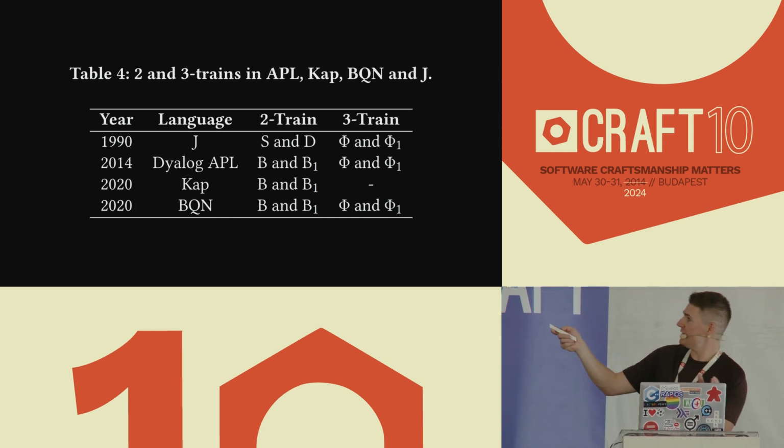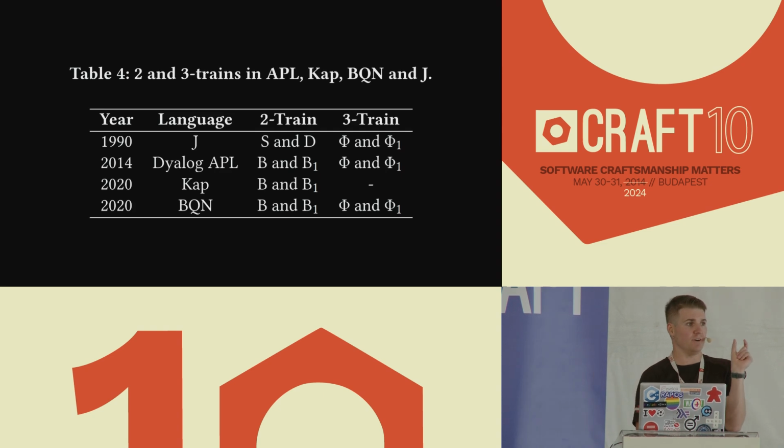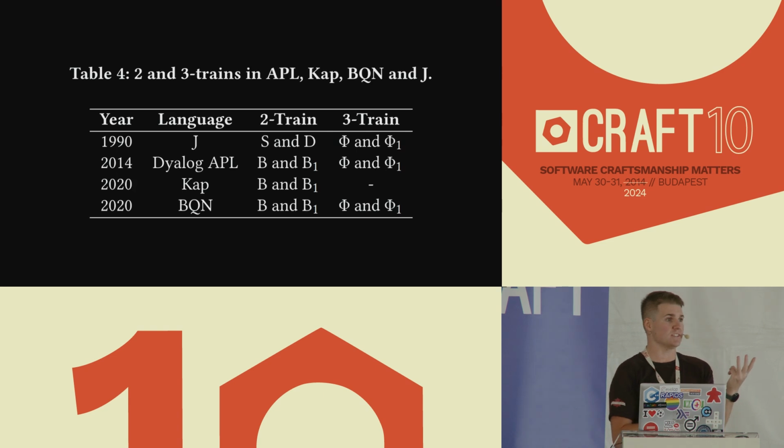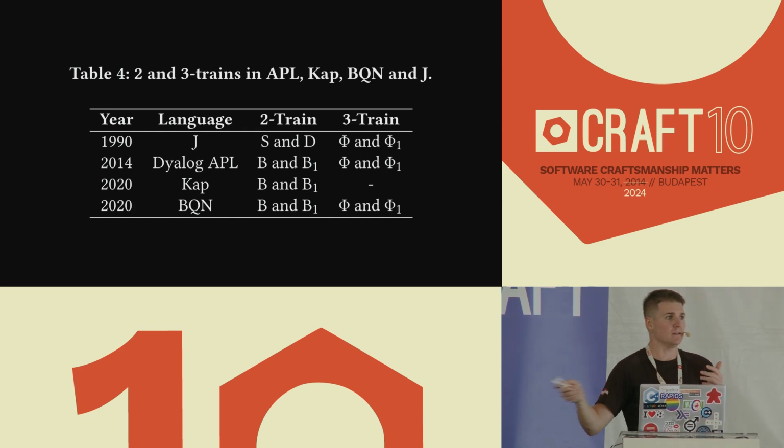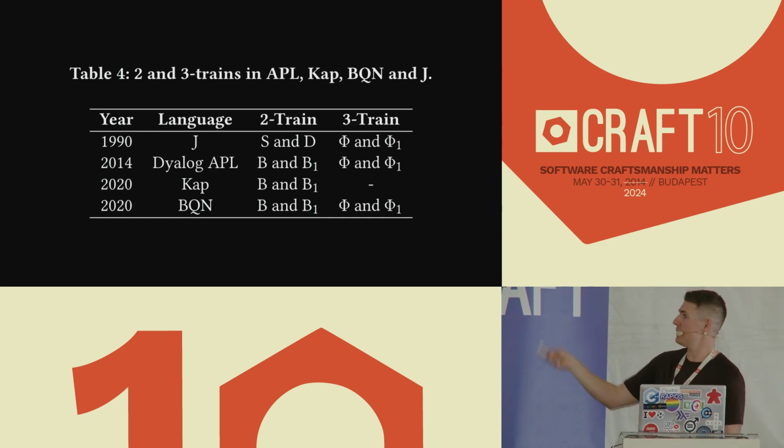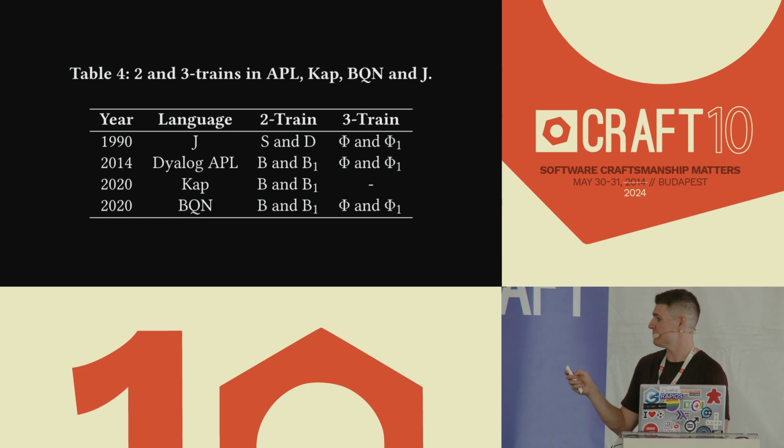So in J, the two-train, putting two functions next to each other, corresponds to the S and the D. And then putting three functions next to each other corresponds to the phi and the phi1. And then in every other language, it's B and B1 for the two-train and the same for the three-train, except for CAP, which leaves out the three-train, which is very, very interesting. Probably from this table it doesn't look like it, but it leads to language implications.